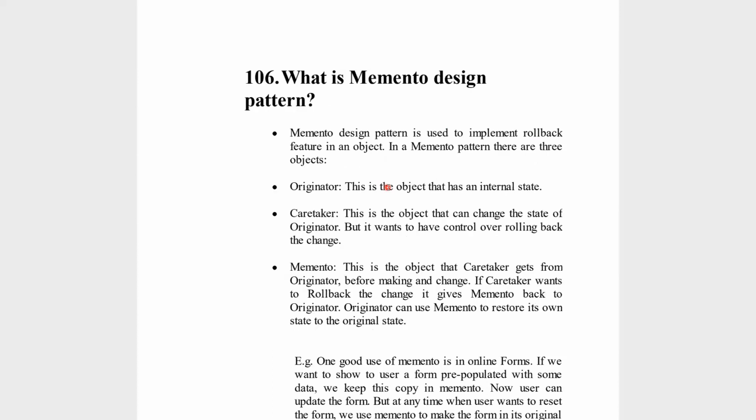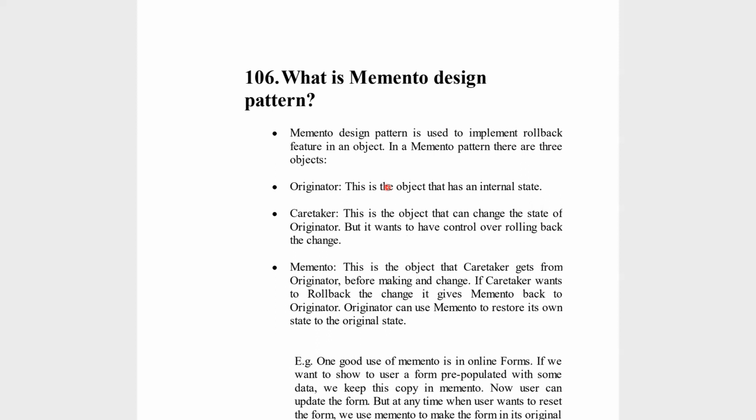Now let's come to the Memento design pattern. This will be our last question for today. A Memento design pattern is used to implement a rollback feature in an object. In a database, what are the things we have? Commit and rollback. So Memento also does this. Memento has three things.